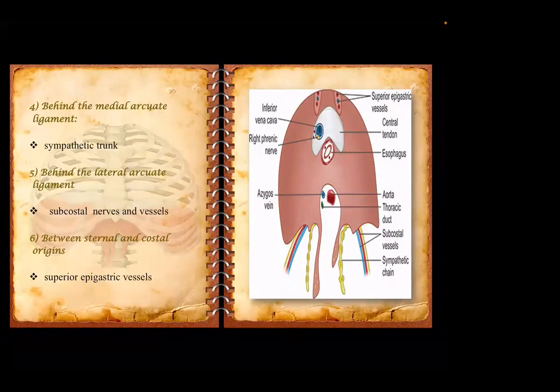Behind the medial arcuate ligament contains the sympathetic trunk. Behind the lateral arcuate ligament, subcostal nerves and vessels. Between the sternum and the costal origin, superior epigastric vessels, which are from the subclavian artery.